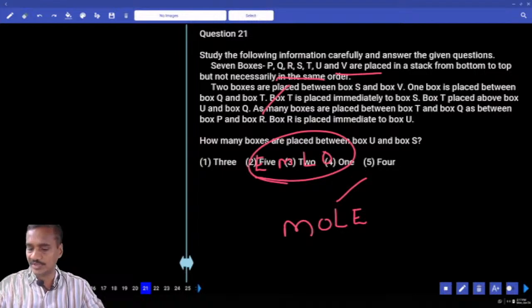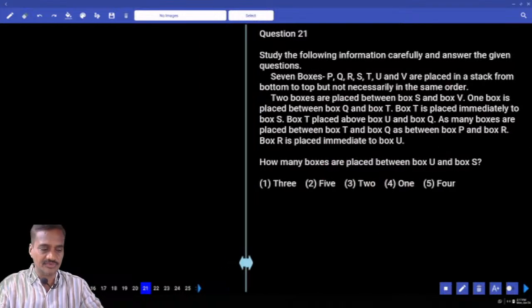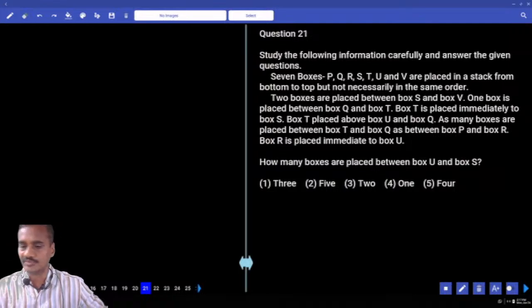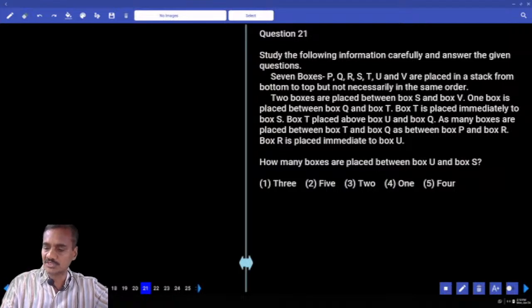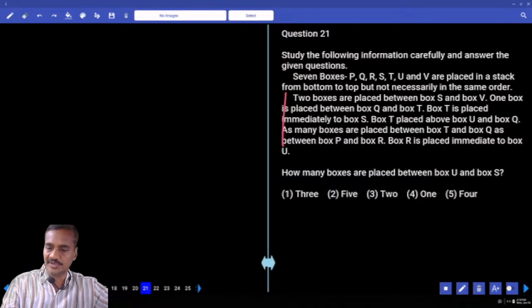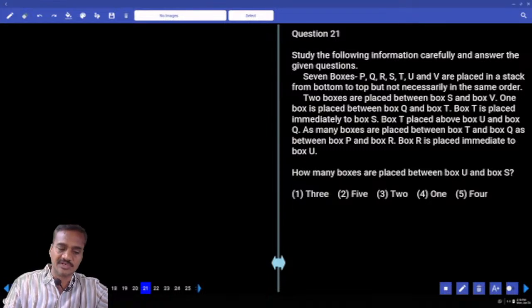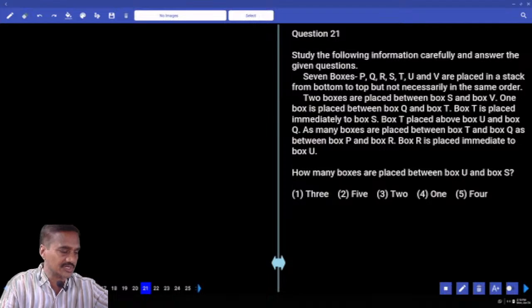The next one, 21 onwards. Question number 21 onwards is based on boxes. For 21, there are 7 boxes, and since the information is very limited, we start with this: 2 boxes are between S and V. In between S and V, how many boxes? There are 2 boxes between S and V.